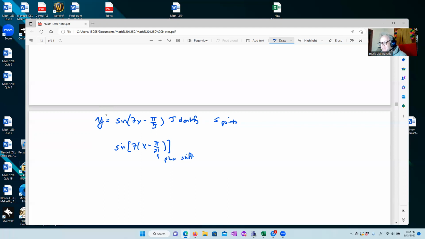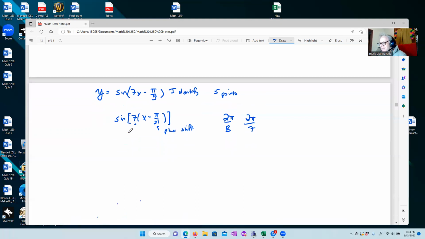The other thing you have to figure out is that there's something weird going on with the period here. Remember, that's 2 pi over whatever happens to be in front of the x. So this is 2 pi over 7. That's another one of those formulas you have to remember.